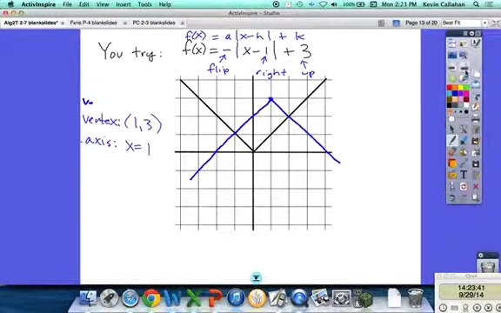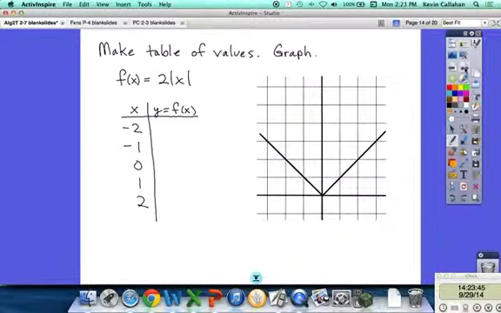Now, if you were in a regular Algebra 2 class I taught earlier today, you would have stopped there. But you guys get more. Okay. Now, what are we going to do? We're going to graph 2 times the absolute value of x, and see what happens to the graph.